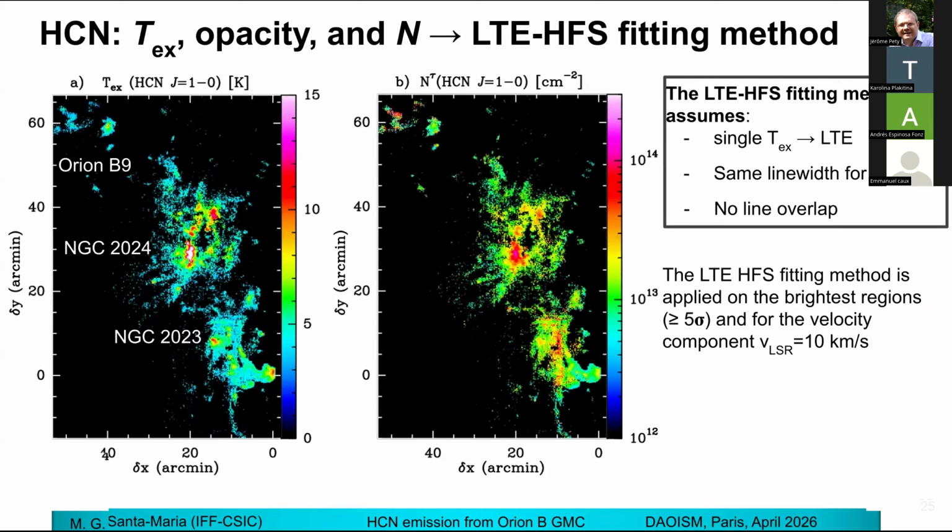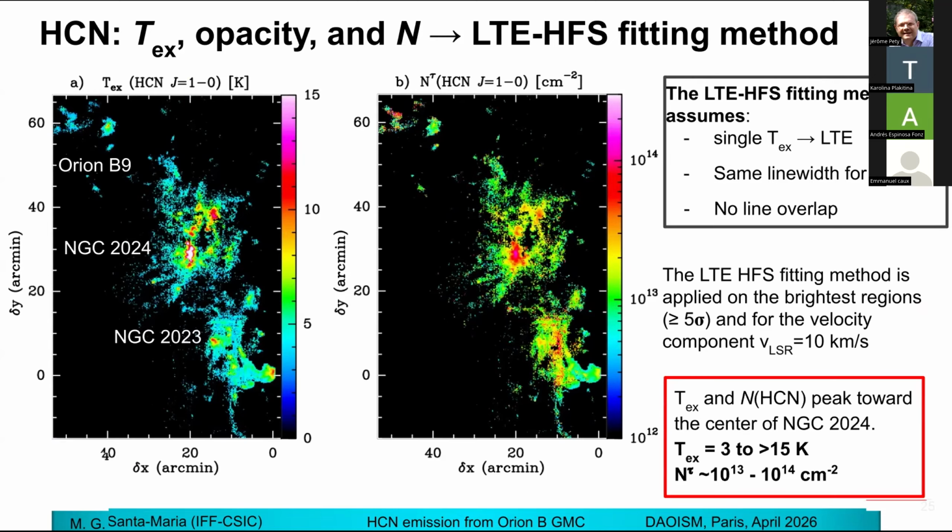These are at 30-second resolution to not mix the velocity components. And this is what we got from the hyperfine structure fitting method in CLASS in GILDAS. This is only using signal above 5 sigma. So we get column densities between 10 to the 13 and 10 to the 14 centimeters minus 2.